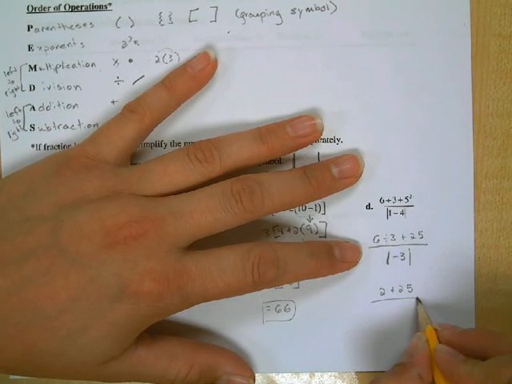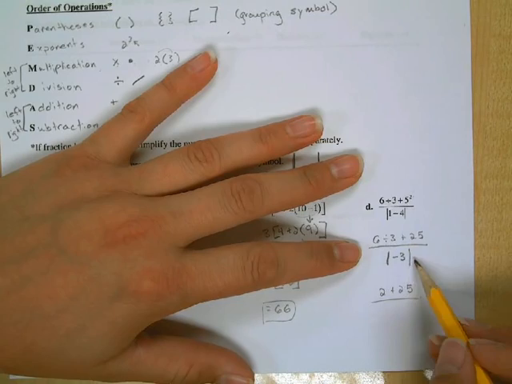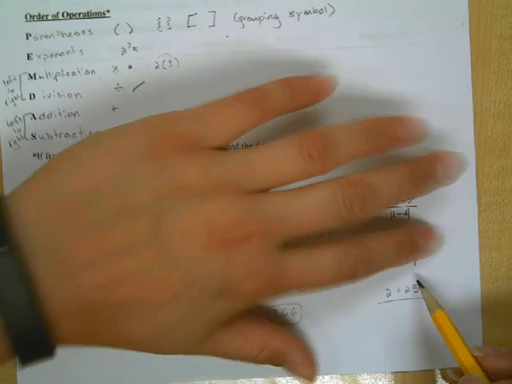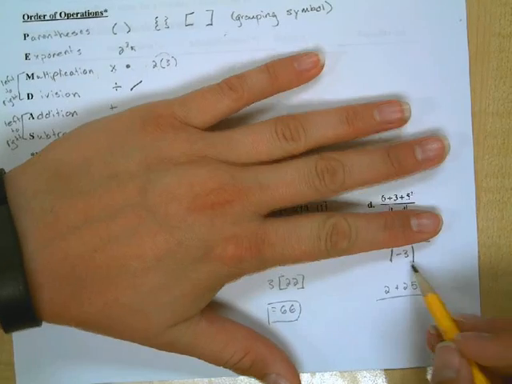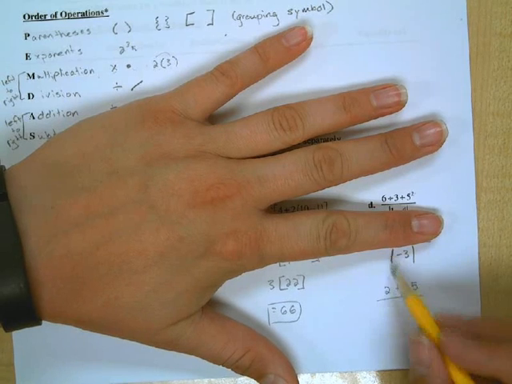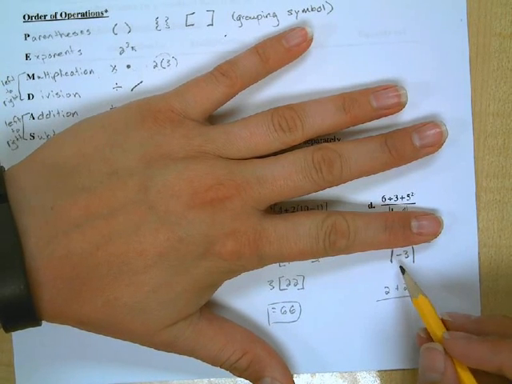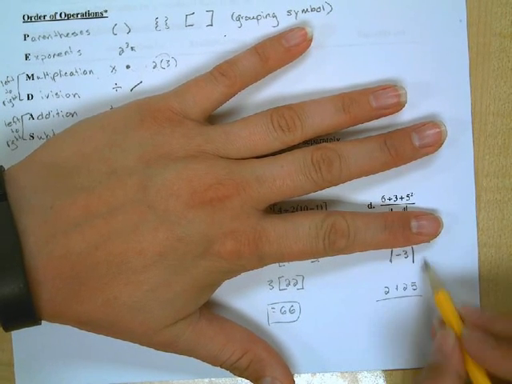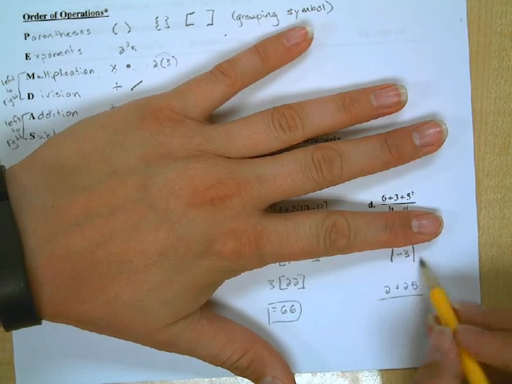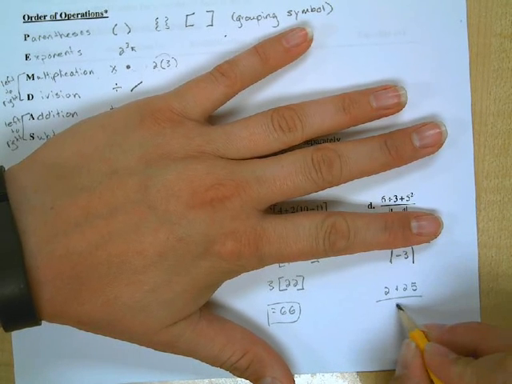Okay, and on bottom, I've got the absolute value of negative 3. I can go ahead and do that now. Now, this is where absolute value is different, because now I have to treat them like absolute value, not like parentheses. The absolute value of negative 3, going back to that first lesson, just means that I get rid of that negative, so I get positive 3 on bottom.